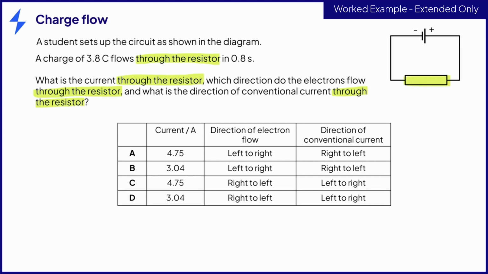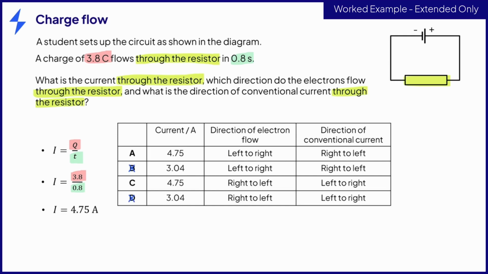Let's start with current. We know that the current is the charge passing a fixed point per unit time. And we're told that the charge was 3.8 coulombs and that the time taken was 0.8 seconds. Substituting in those known values gives 3.8 coulombs divided by 0.8 seconds, which gives us a current of 4.75 amps. This discounts answer options B and D.